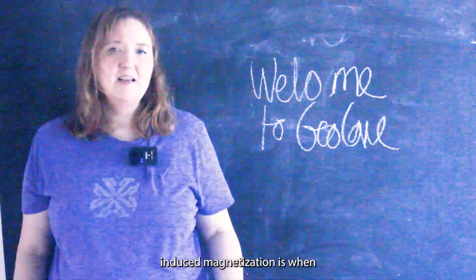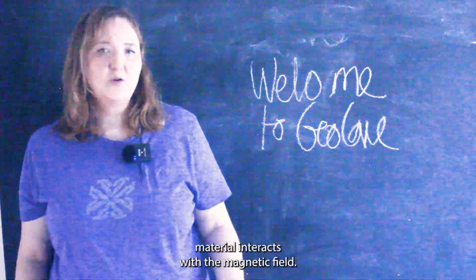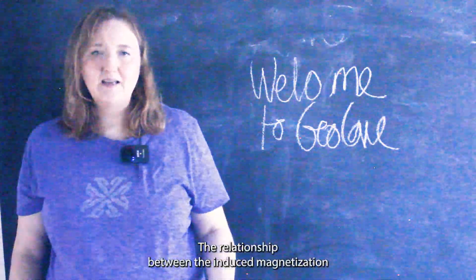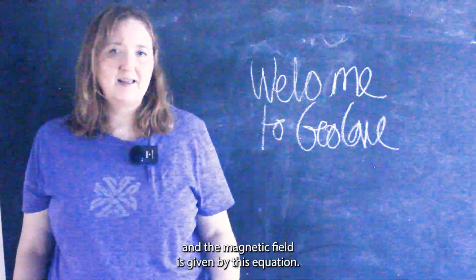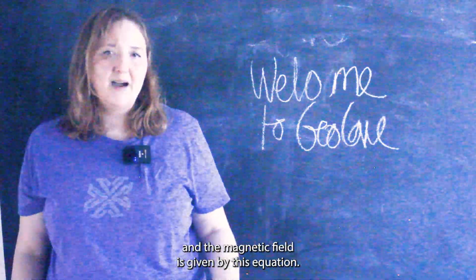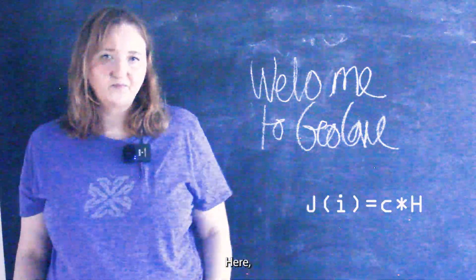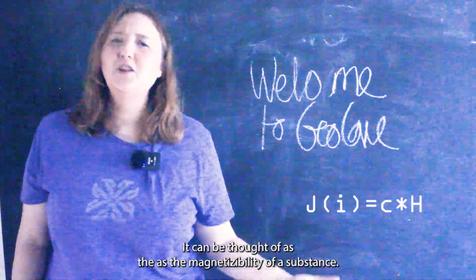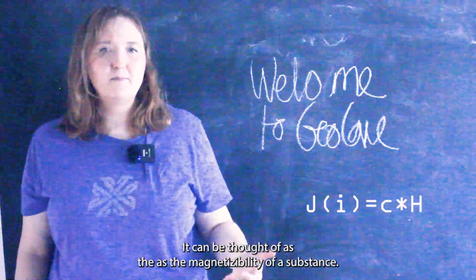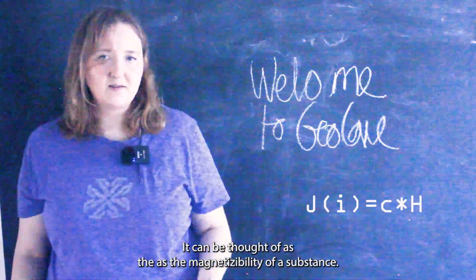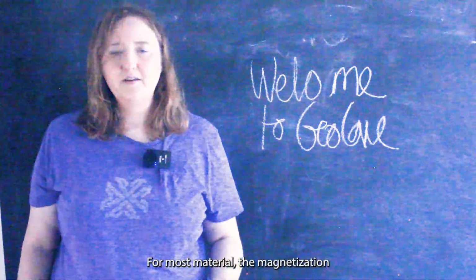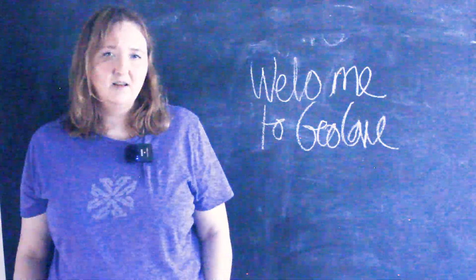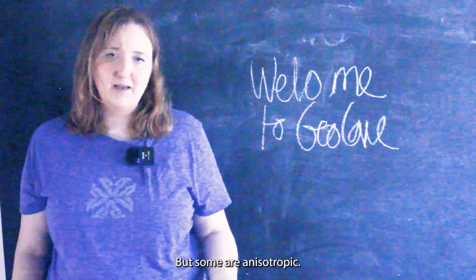induced magnetization is when material interacts with the magnetic field. The relationship between the induced magnetization and the magnetic field is given by this equation here, where chi is the magnetic susceptibility. It can be thought of as the magnetizability of a substance. For most materials, the magnetization is parallel to the magnetic field, but some are anisotropic.